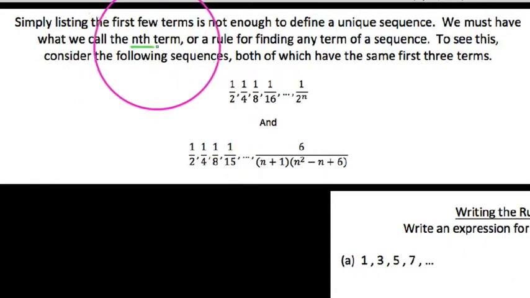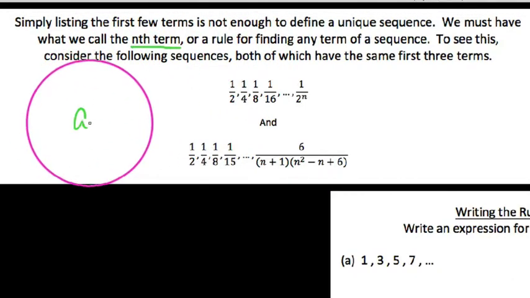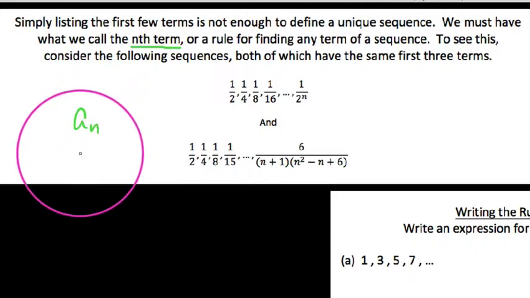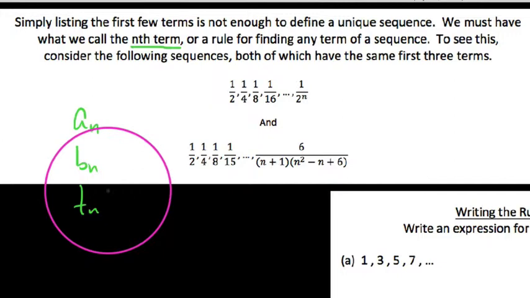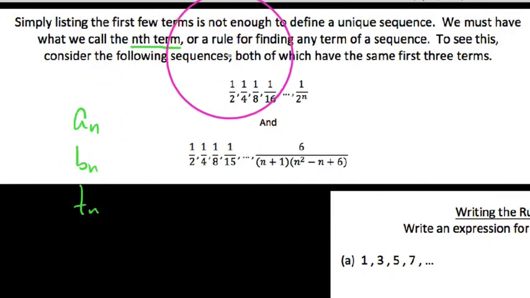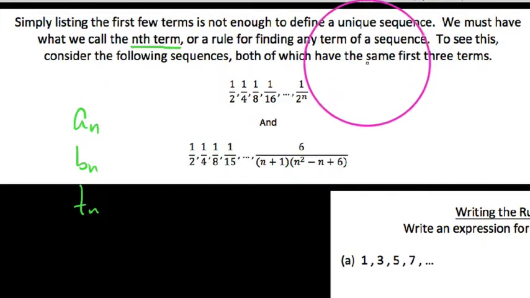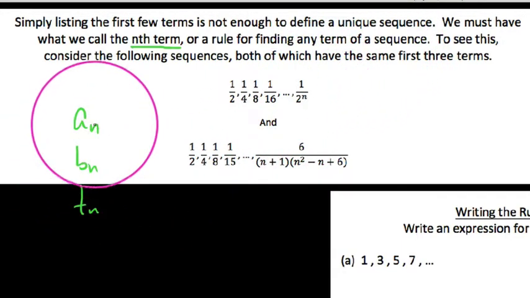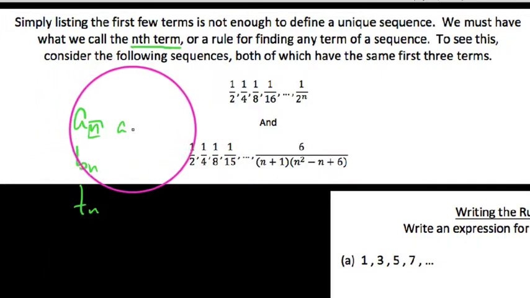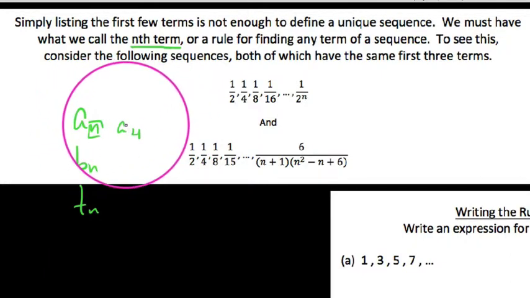When we refer to the nth term, we say this is some a sub n. If our sequence is a sub n, we can call it b sub n, or t sub n. But we have some nth term, or a rule for finding any term in the sequence. It's a way for you to say, if I wanted to find the fourth term in the sequence, you could plug in that 4 for n.